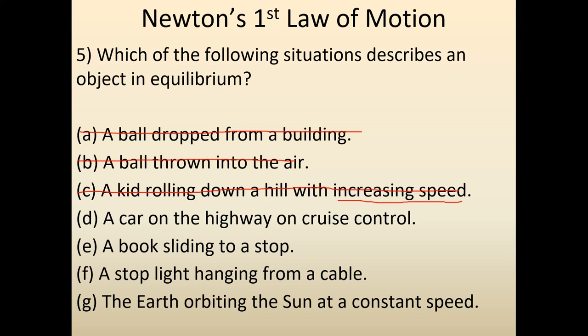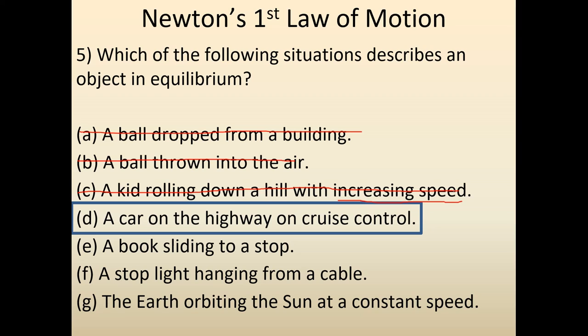Choice D says the car is on a highway with cruise control. If you don't know what cruise control is, that basically means that the speed of the car is not changing. And it doesn't explicitly say it, but it's moving in a straight line. So this actually ends up being a situation that's in equilibrium. So let's look at the other cases.